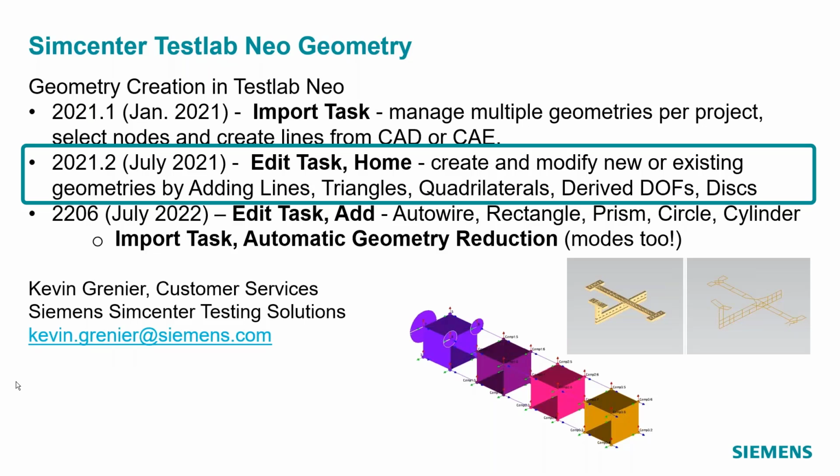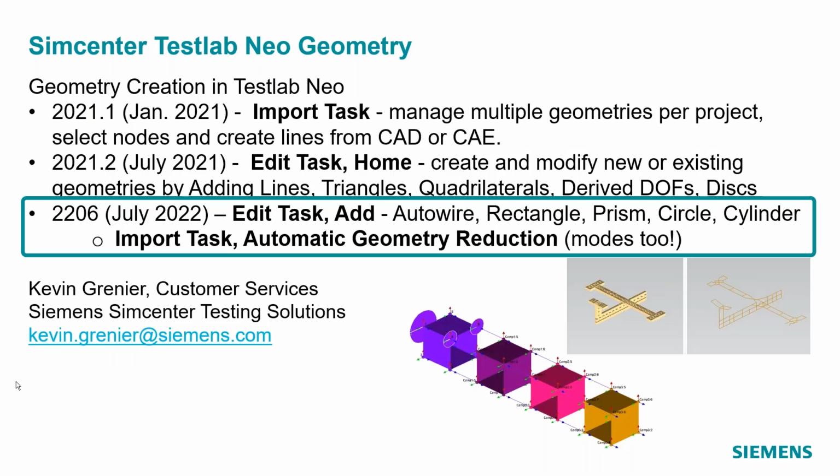Then last summer, in July with 2021.2, we added the edit task. There you could create standard geometries by creating nodes and then drawing lines, triangles, quads, derive degrees of freedom, as well as torsional disks. And what we added this month with the 2206, which is the June 22 release, is auto wire. We can create automatically rectangles, prisms, circles, cylinders.